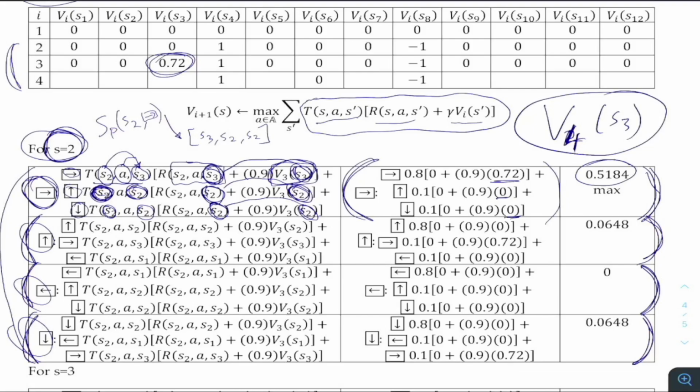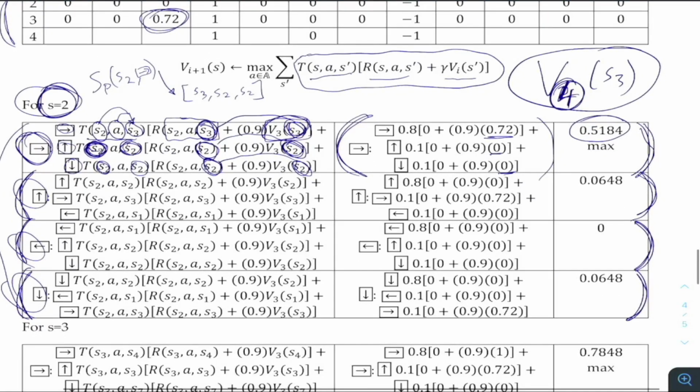Okay, this is again i minus 1, right? I4 equals 4 here. Okay, and again another state that matters, the value of it is not 0, is s3.